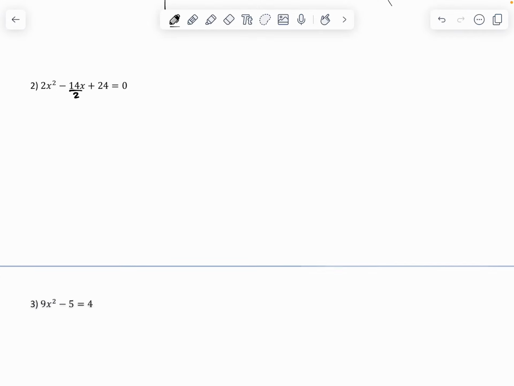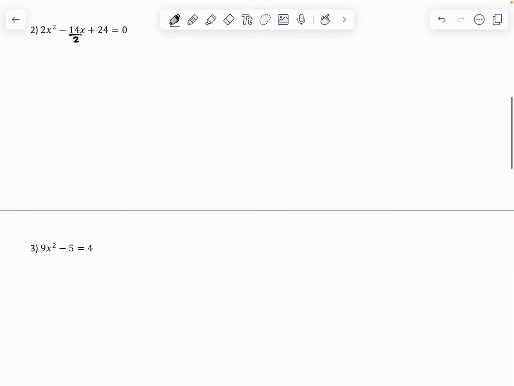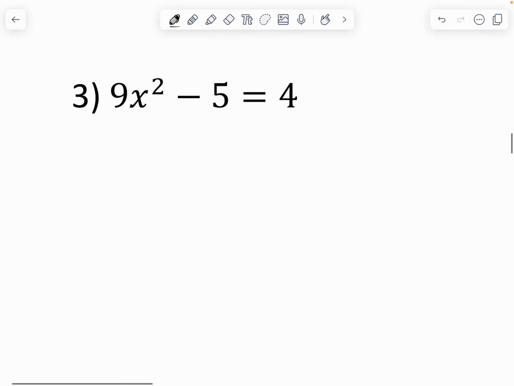All right, so that is kind of how this is working. If you look down at number 3, we could use possibly factoring. We could use the square root method because it doesn't have a b. We could use the quadratic formula. The only one we cannot use on this one is completing the square because there's no b. We have to have an even number for b in order for that to work.